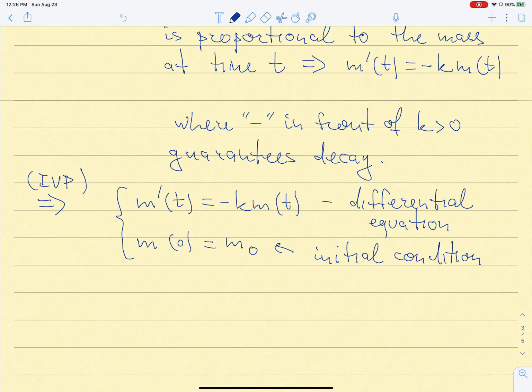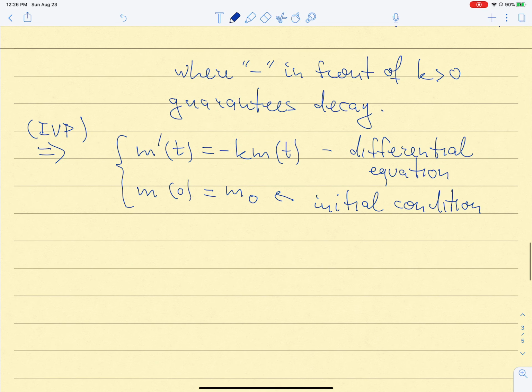How would I solve this initial value problem? Let's try. So what we have is that m prime is equal to minus km. K again is a positive constant. So I'm trying to solve.